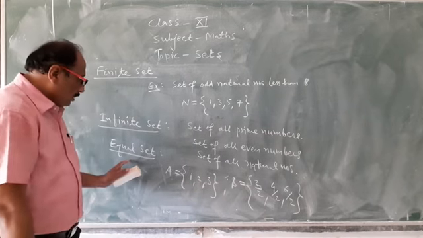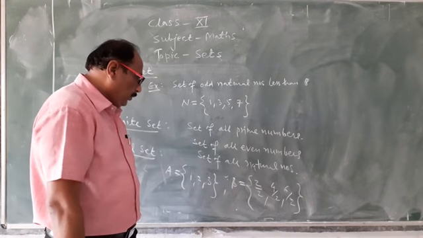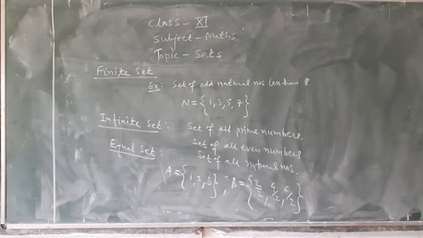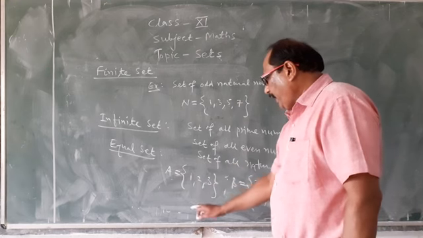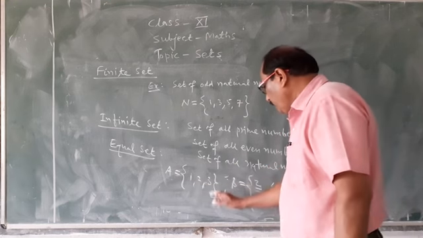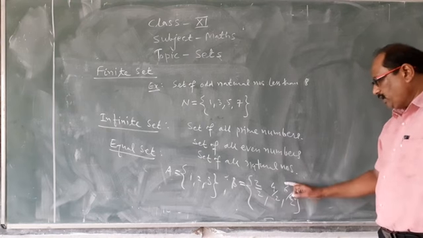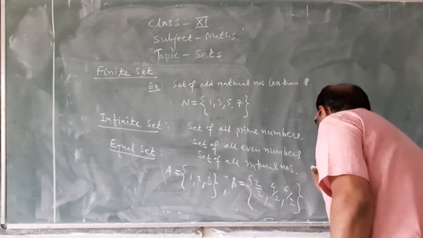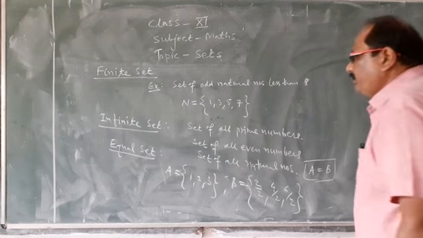Equal sets means the elements should be equal, in any order. It need not be the same order. Corresponding elements should be equal. Here set A has the elements 1, 2, 3. Here also, 2/2 means 1, 4/2 means 2, 6/2 means 3. Yes, the elements are equal. Therefore, we can write set A is equal to set B.